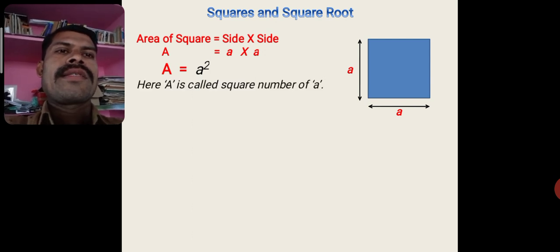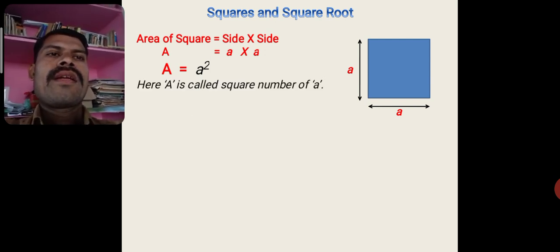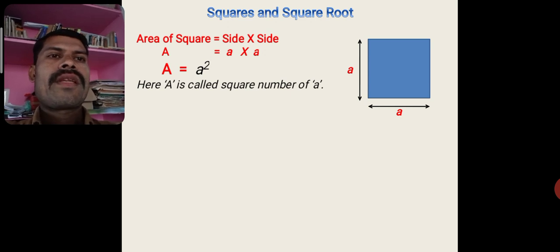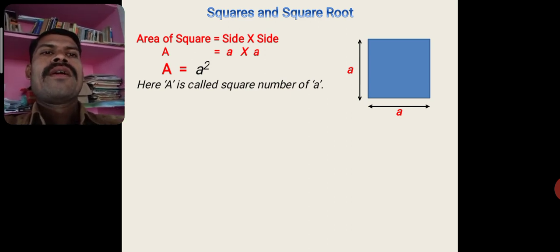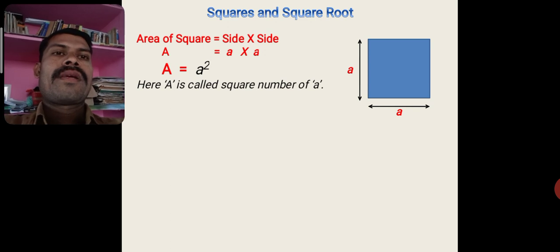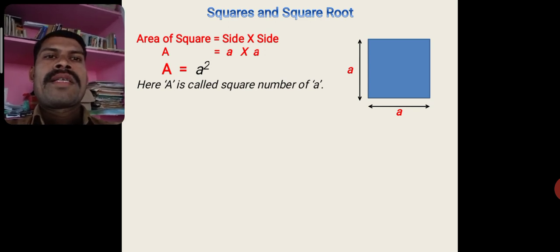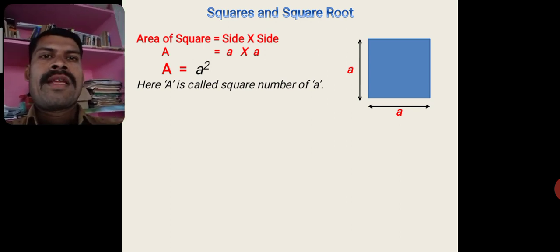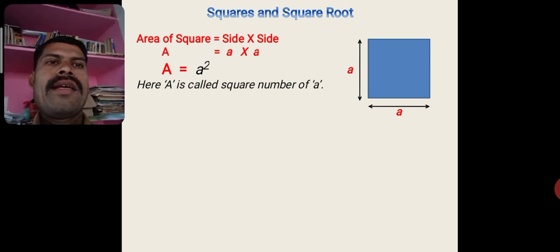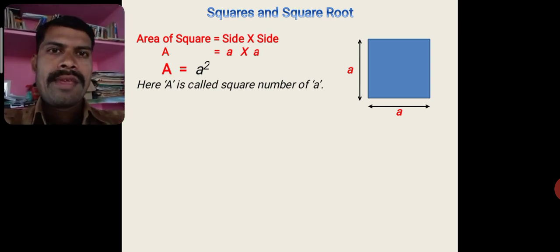Here, a square is called the square number of a, because a square can be represented as small a square. That's why a square is a perfect square of a here.